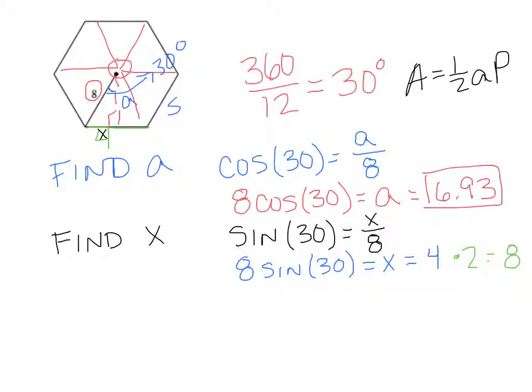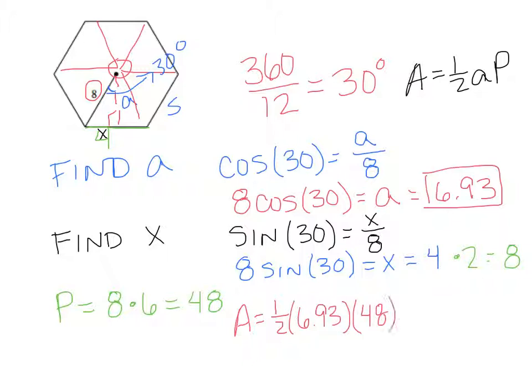Alright, so it looks like I have the apothem, I have the side length. I need to find the perimeter. So the perimeter is going to be 8, that side length, times 6, because it's a hexagon. So that's going to be 48. Now we can go ahead and apply our formula. The area equals 1/2 the apothem, 6.93, times the perimeter, 48. Go to your calculator, do that calculation, and you are going to get 166.32 units squared.